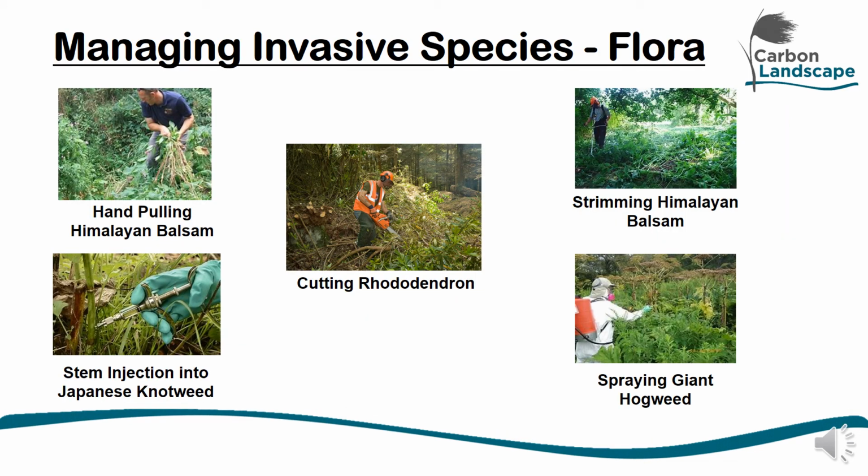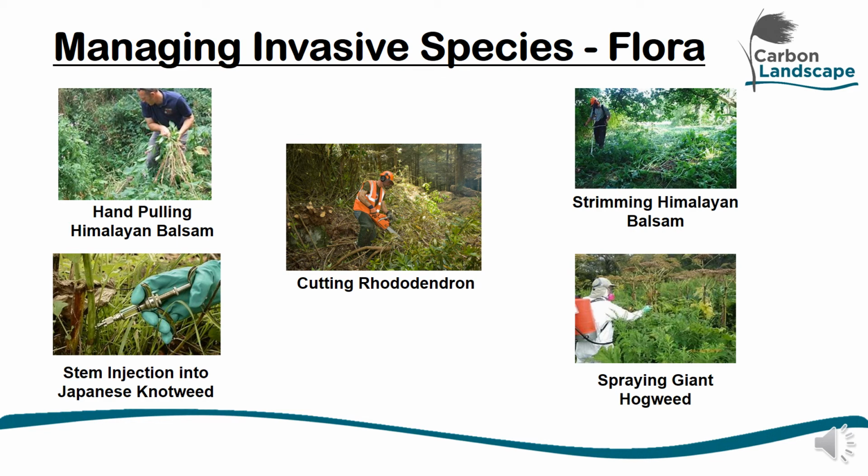How do we manage these invasive species? Well, let's start with plants, the flora. With Himalayan balsam, we hand pull it. We can also brush cut it or trim it. With any of these methods, it's important that the stem is broken beneath the first node, the ridge, so when we're hand pulling, we pull, we break, and we stomp.